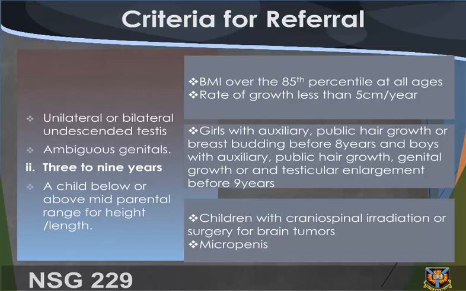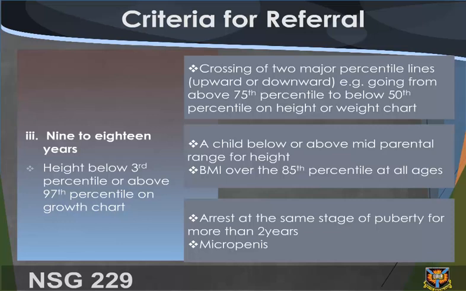Girls with axillary or pubic hair growth or breast budding before 8 years, and boys with axillary or pubic hair growth, genital growth, and testicular enlargement before 9 years. Children with craniospinal irradiation or surgery for brain tumors. Micropenis. 3. 9 to 18 years.